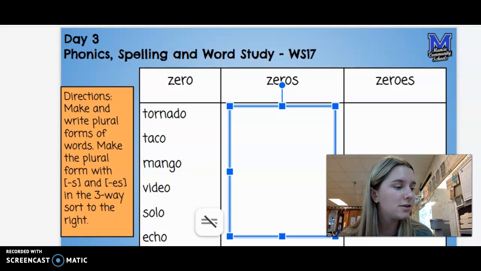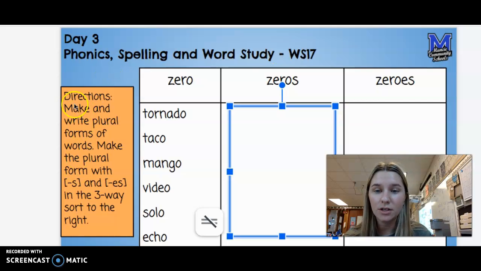Today you will recognize and use plurals that add S to words that end in O. And you're going to do it here in this sort. So some words that end in O have just one plural form, but some words have more than one plural form, or two, and both are considered correct.